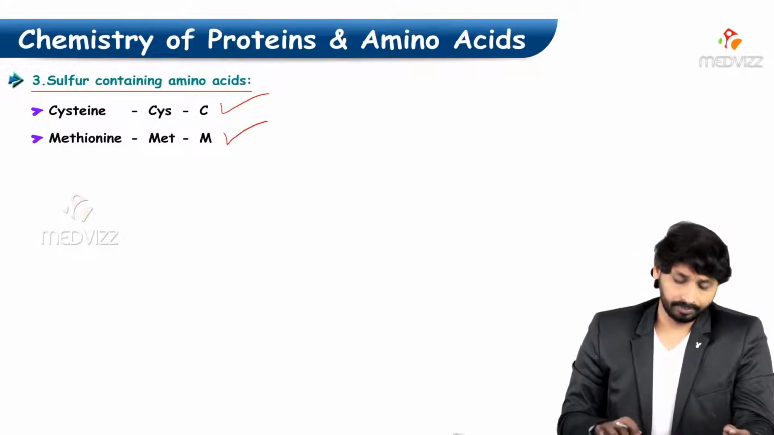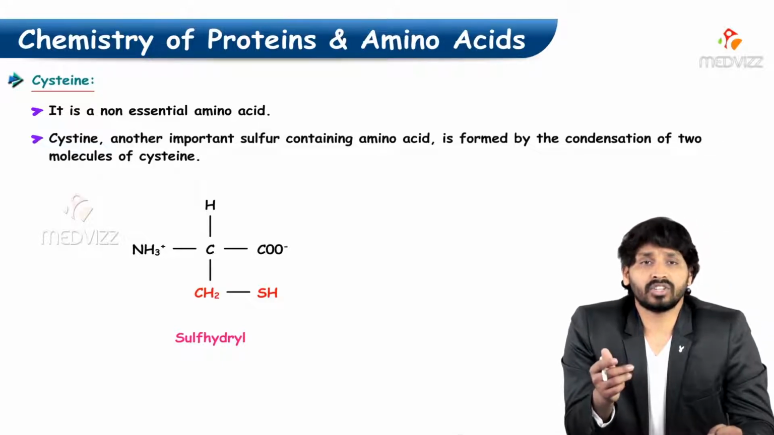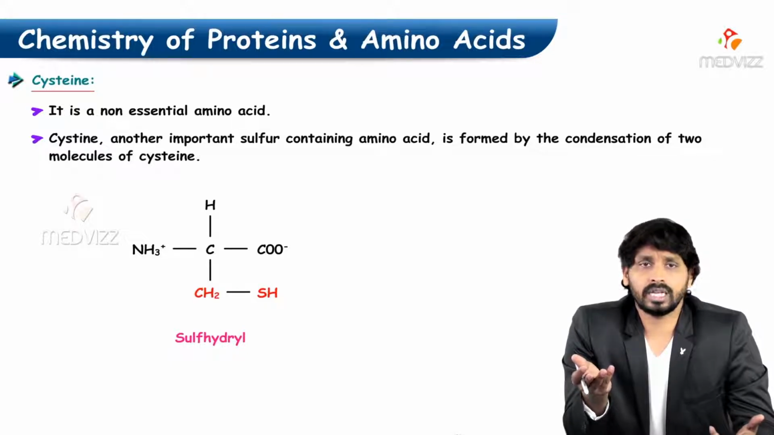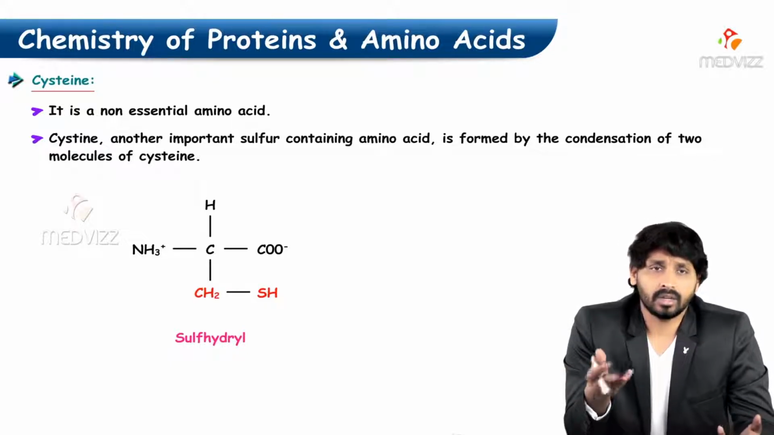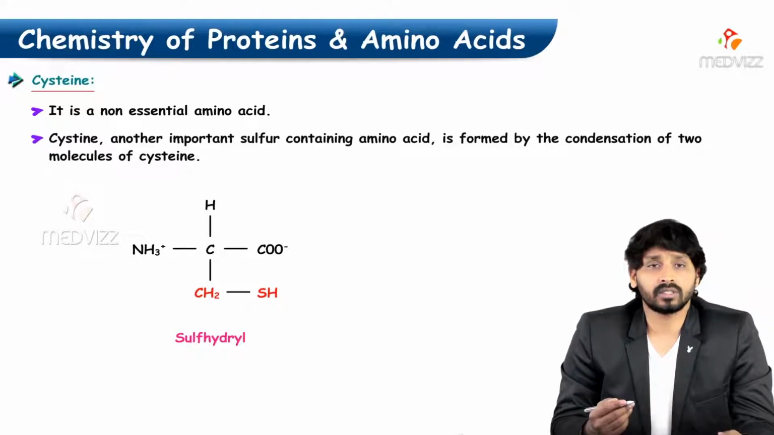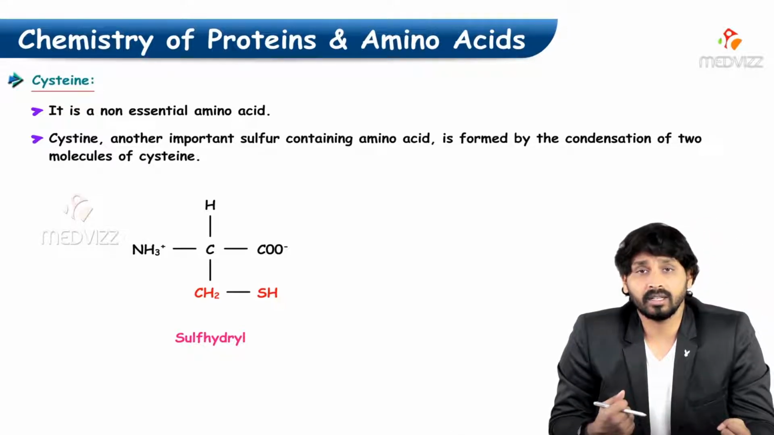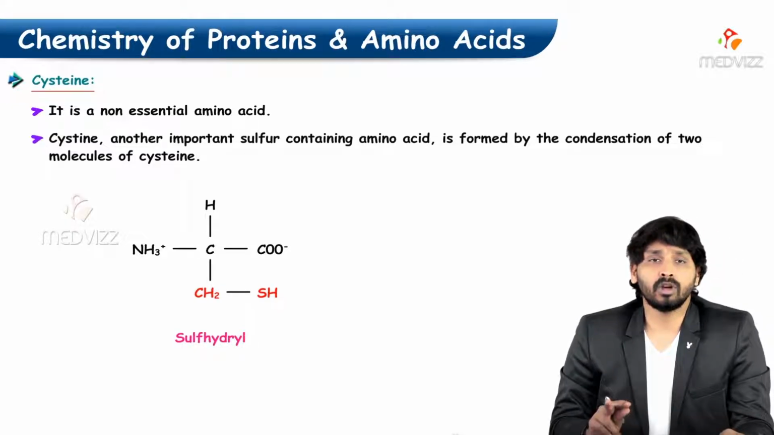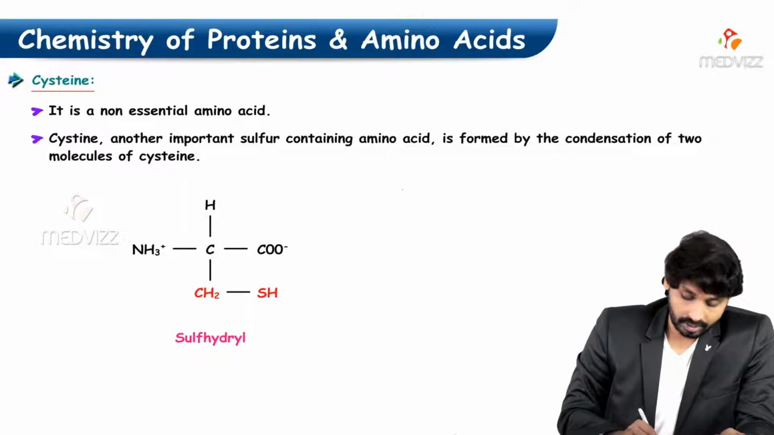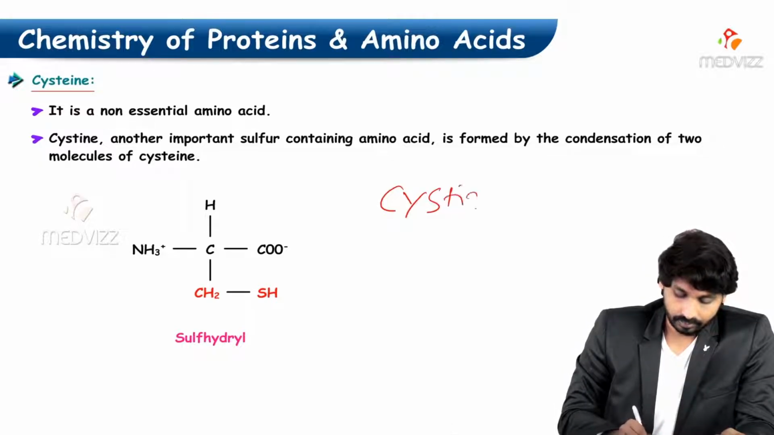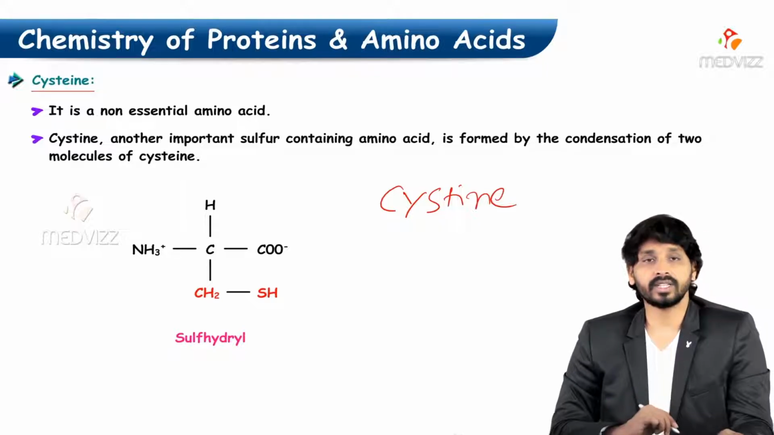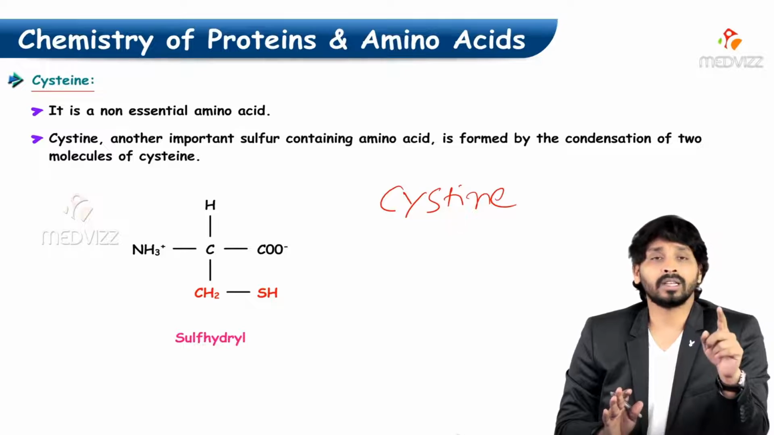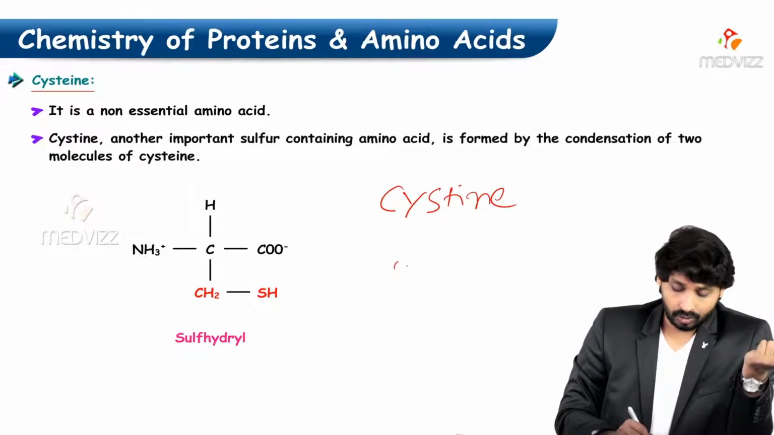Cysteine is a non-essential amino acid. Why? Because if you have methionine, cysteine will automatically be synthesized. Another important substance: when 2 cysteine molecules are combined, you get cystine. You see here the spelling, cysteine and cystine are different. Cysteine is a single amino acid, whereas cystine is made of 2 amino acids.